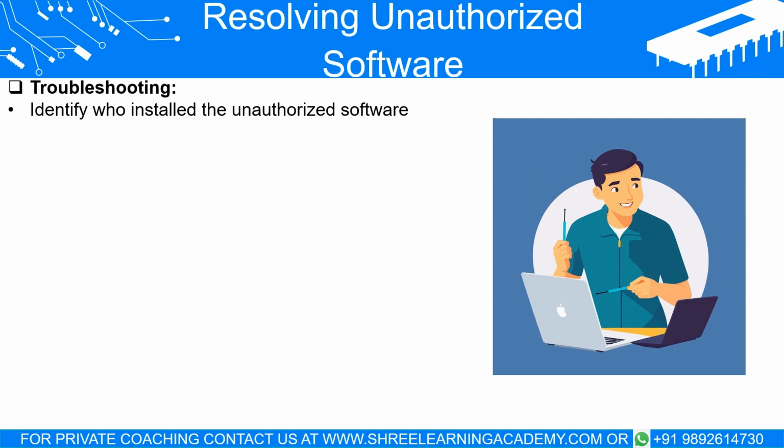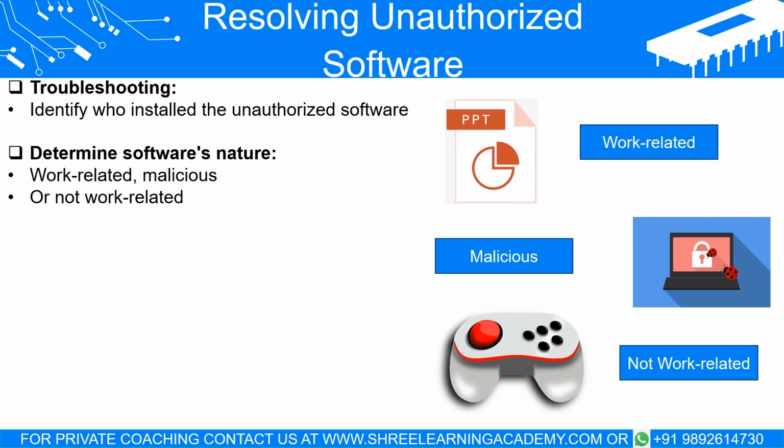The importance of troubleshooting unauthorized software. Troubleshooting unauthorized software becomes necessary when the policies and preventive measures fail. The process starts by identifying the individual who installed the unauthorized software. It's important to determine the nature of the application. Is it a legitimate application that could aid in the work task? Is it potentially malicious, posing a threat to the organization system? Or is it entirely unrelated to work?